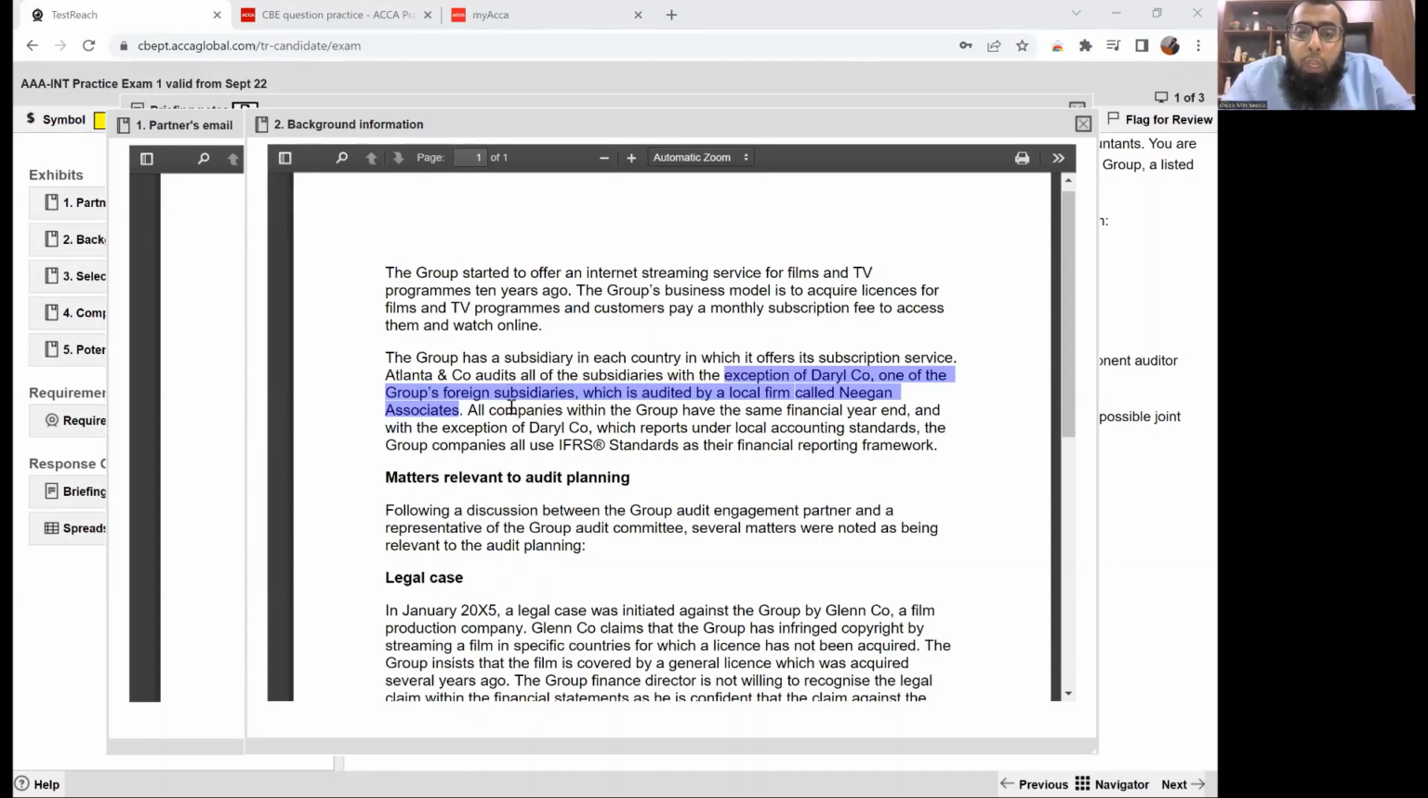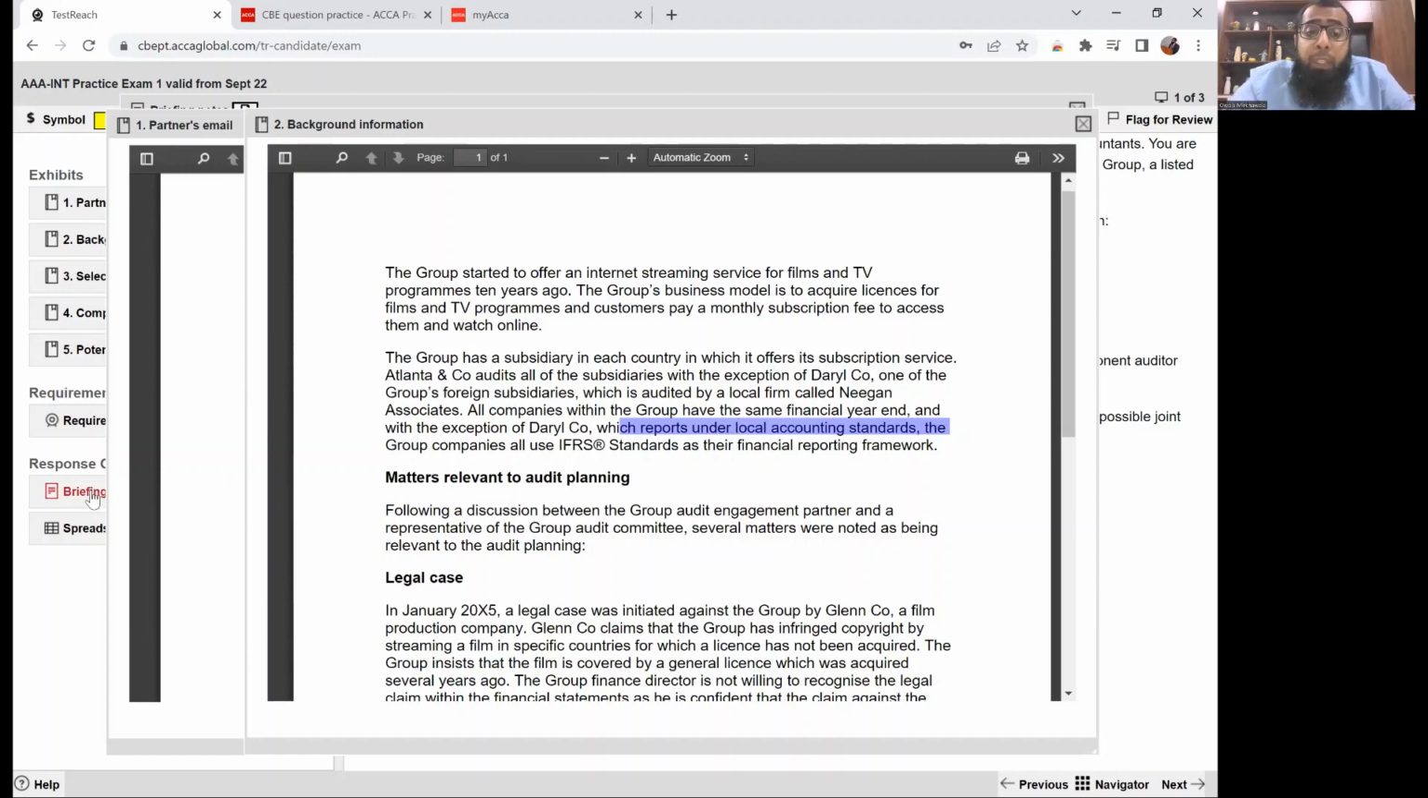Okay, so all companies within the group have the same financial year, and with the exception of Darrell Company, which reports under local accounting standards, the group companies all use IFRS as their financial reporting framework. So there is one more issue, that Darrell Company is reporting under local accounting standards. So for the group audit purpose, we need to translate its financial statements according to IFRS. So obviously this is also an audit risk.